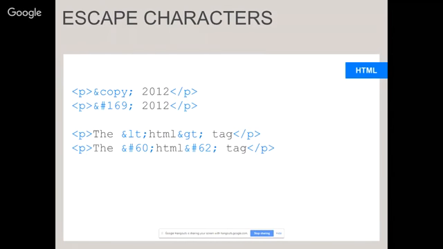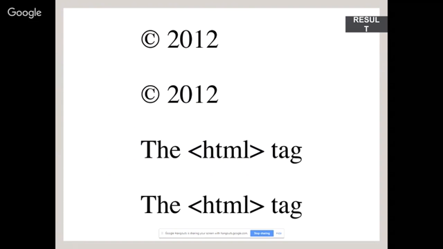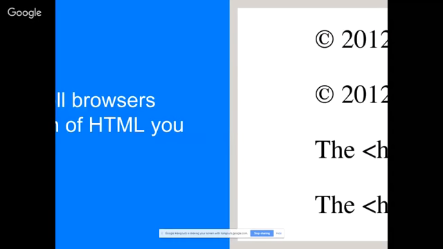And then you might have seen, so here's what this would look like, the copy symbol. So sometimes maybe you wondered, how do I make a copy symbol? Or if you want to write HTML on your page, that's a bit of a problem because it's already used up by the language. So the solution to this is something called escape characters.